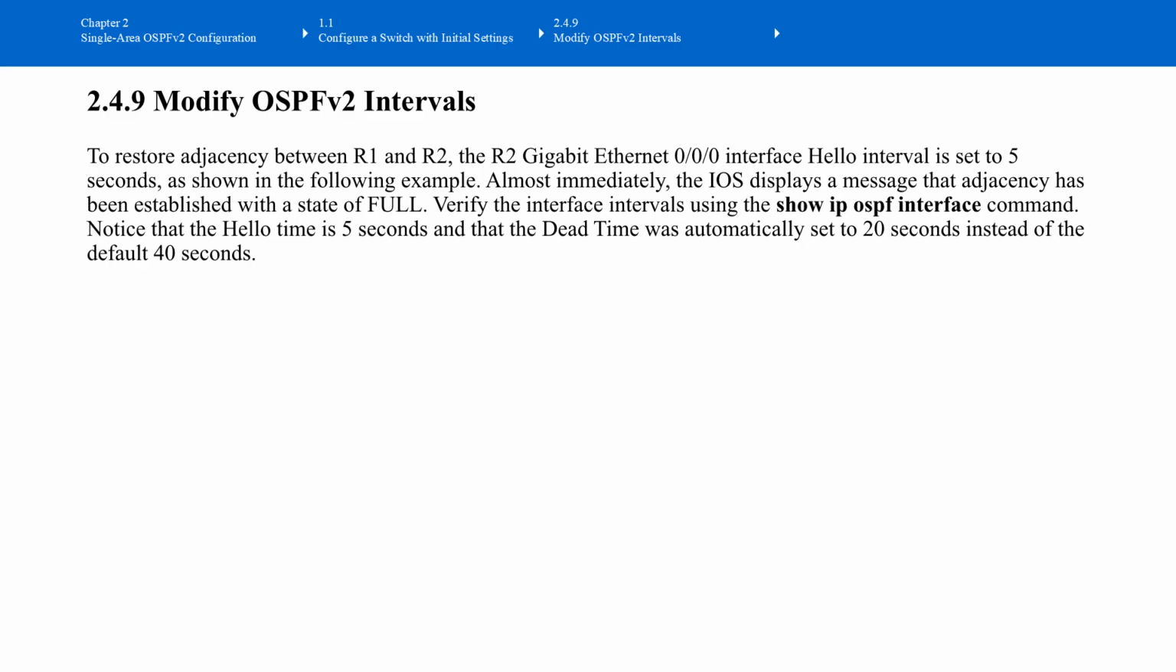the full state. We can verify the timers using show ip ospf interface G0/0/0. Notice that hello is 5 seconds, the dead is 20 seconds. When we change the hello interval to 5 seconds, Cisco IOS automatically changes the dead interval to 4 times the hello interval, or 20 seconds.